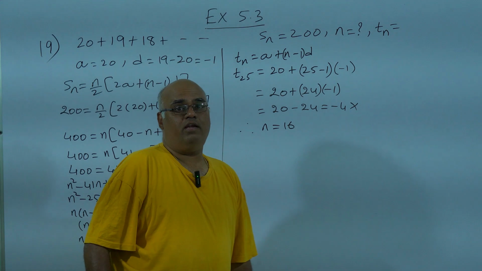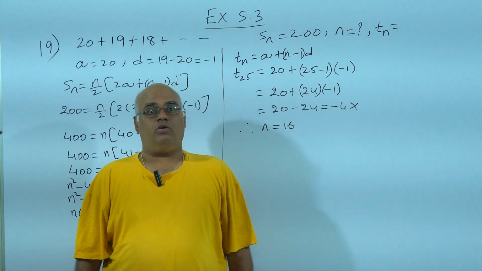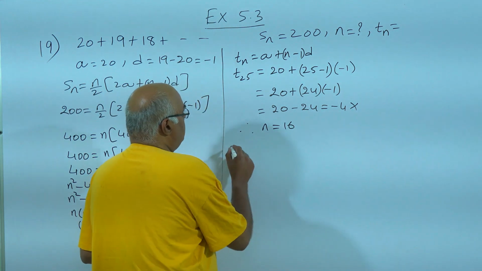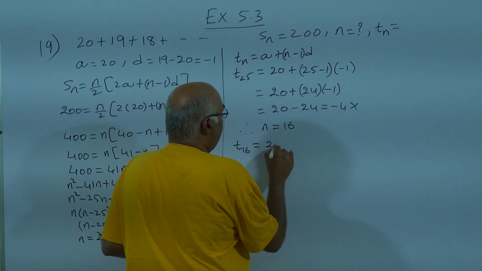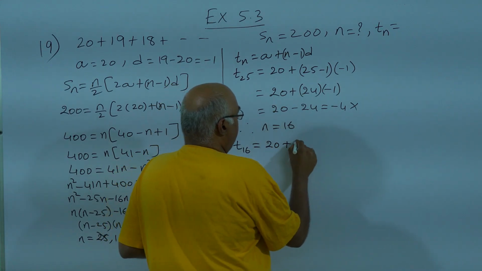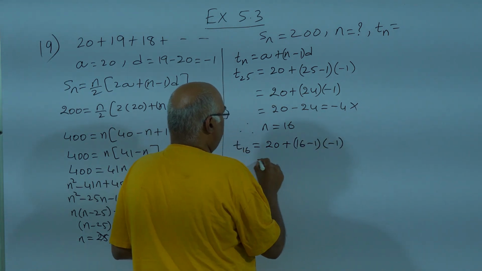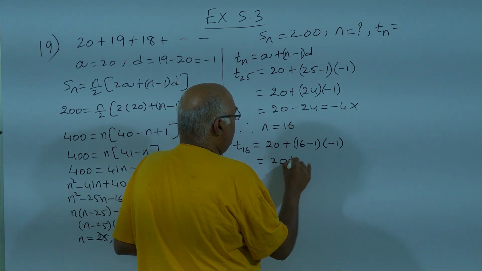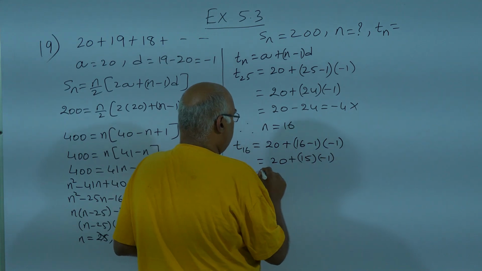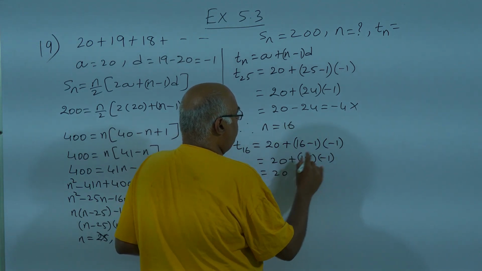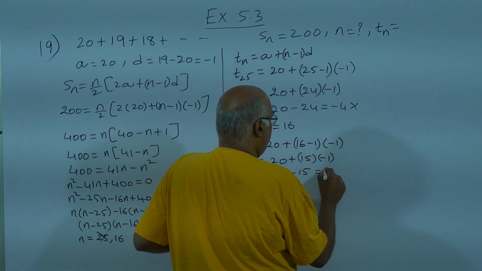Now we need to find the value of T16, that is, how many logs are present on the topmost row. So let us find T16. T16 is equal to a, which is 20, plus 16 minus 1 into the value of d, which is minus 1. So this is equal to 20 plus 15 into minus 1, which is 20 minus 15, equal to 5.